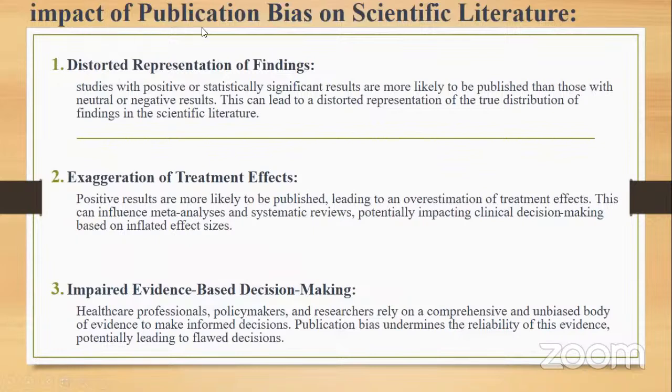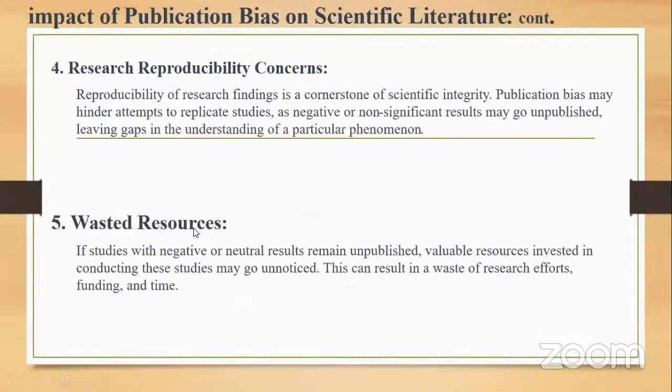Okay, so what is the impact of publication bias on scientific literature? It will lead to a distorted representation of findings. By just reporting the positive or statistically significant results and ignoring the negative, our data representation will be distorted. If, for example, we are studying a treatment, we will be exaggerating the effect of that specific treatment modality. And this will unfortunately impair our evidence-based decision making because the data in the first place was distorted and misrepresented.